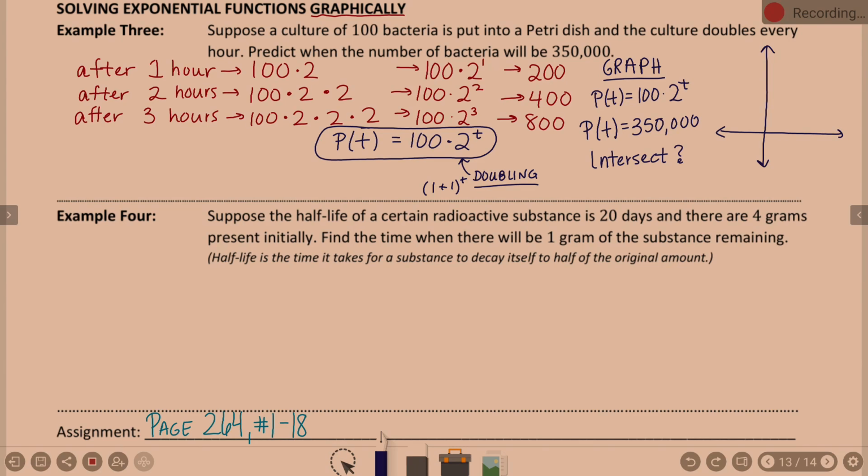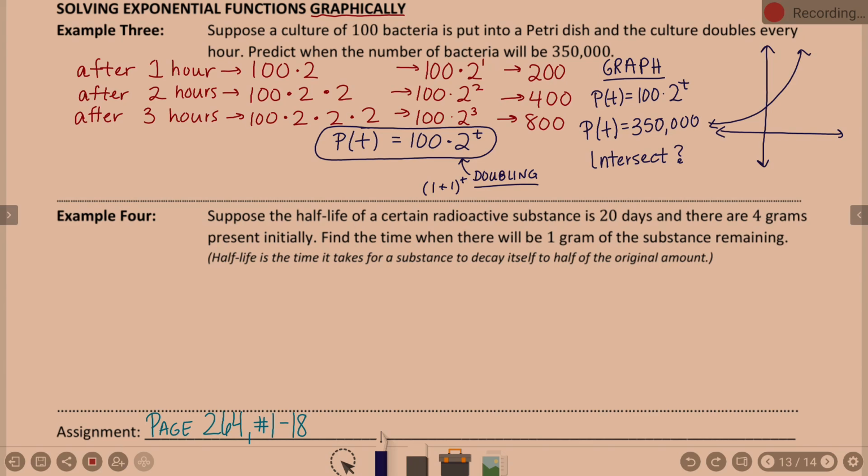And here's what I will tell you. Is it going to cross the x-axis eventually? It is. Remember we talked about these graphs? They're exponential functions. It's going something like that. It's just going up really steep. But we can't see 350,000, can we?